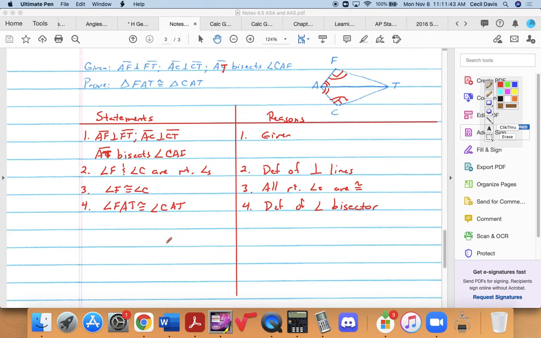Well, we can just say the third angle theorem. We could, but we don't need it, because does angle, angle, angle prove the triangles congruent? No. So there's really no reason to do the third pair of angles. But yes, AT is congruent to AT because of the reflexive property. Indeed.